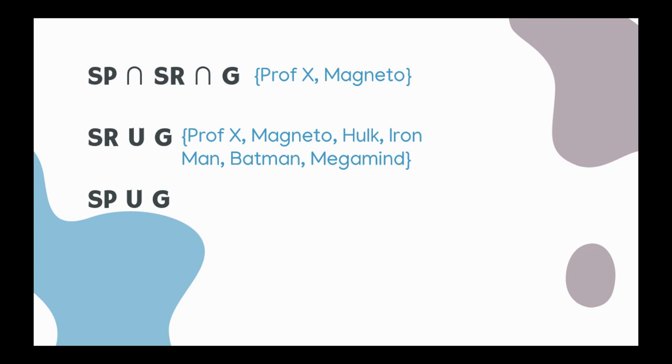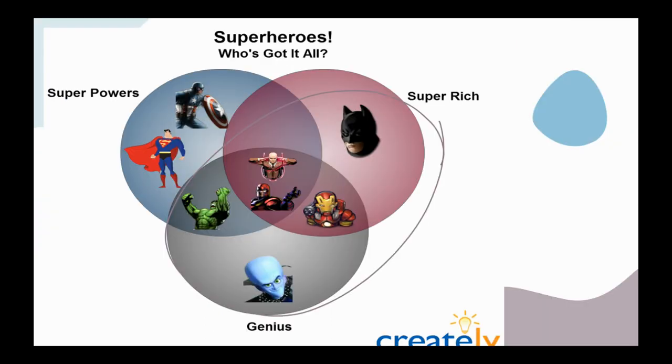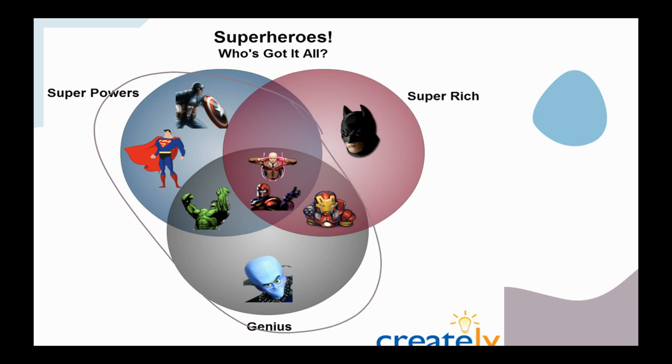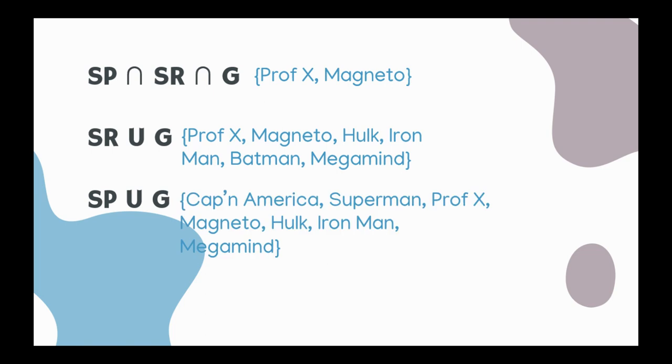Now, superpowers and the genius, so I'm going to flip back again. Superpowers and the genius would be these guys here. So everybody but Batman is who that would be. So that looks like Captain America, Superman, Professor X, Magneto, Hulk, Iron Man, and Megamind. And notice we're just listing them out. We're putting them in the set brackets. And it's okay to abbreviate if you want to, as long as you can tell what it means, okay?